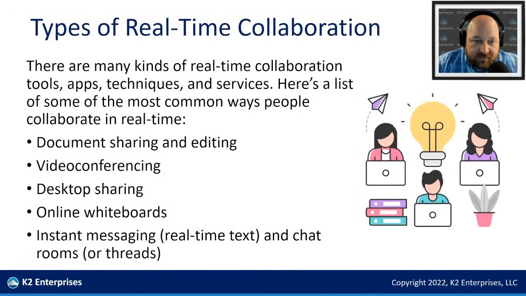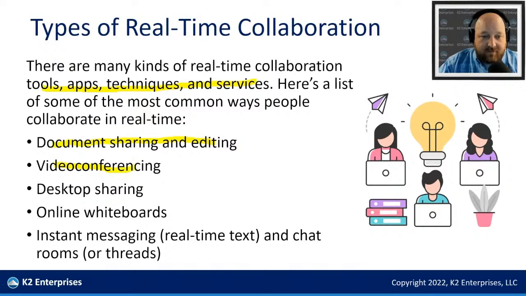Now, there are lots of different types of collaboration that you can choose to use. You can use tools, apps, techniques, services. Here's a list of the most common ways that people collaborate in real time. Document sharing and editing: being able to create a document and write it with each other. They can edit it, you can edit it. They can do it at 2 in the morning, you can do it at 2 in the afternoon, but you never email a file back and forth. We all have the same access and we can all get in. We can have 2, 3, 5, 10 people in that same file working at the same time.